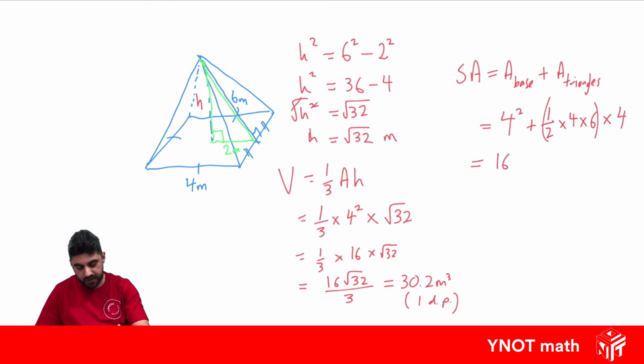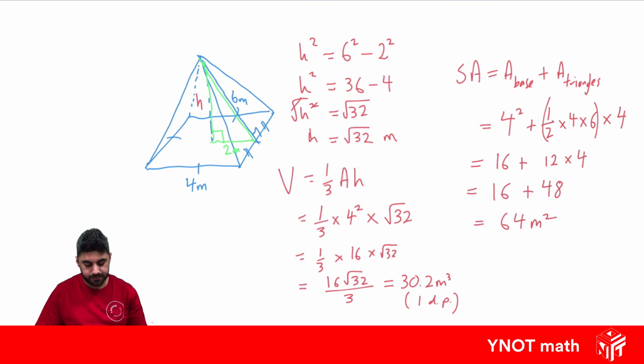So we're going to get 16 plus, well, we can do 4 times 6 is 24, times that by 1/2 is going to give us 12. Still got to multiply it by 4. So we get 16 plus 12 times 4 is 48. And 16 plus 48 is going to give us 64 meters squared, because we're talking about surface area.